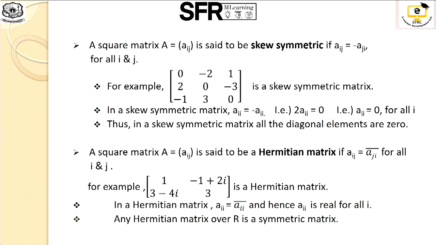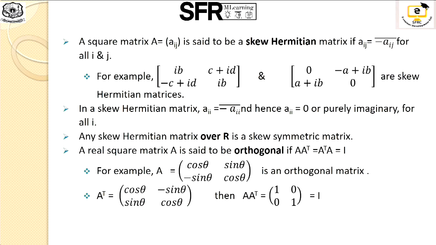Here in a skew Hermitian matrix, take an example, and here the elements are changed. Aij equal to minus Aji the whole bar. That means you change the entries. The diagonal entries are the same, ib and ib, whereas c plus id is changed into minus c plus id, and similarly a plus ib is changed into minus a plus ib.